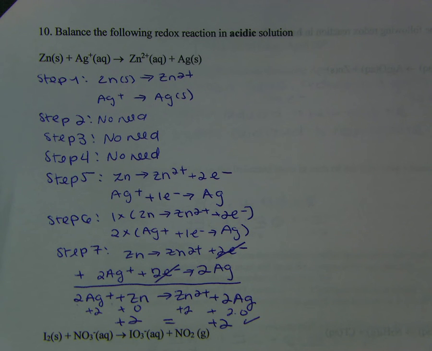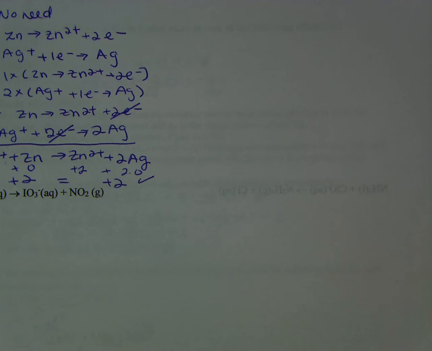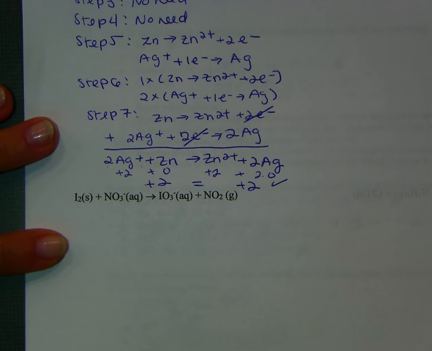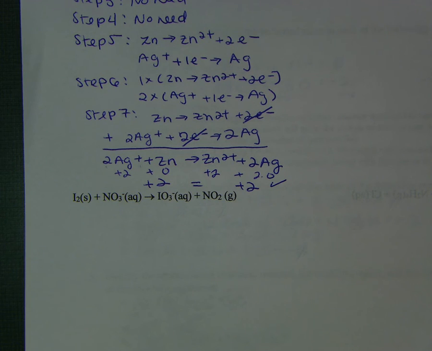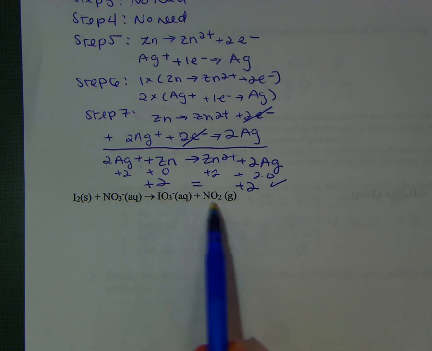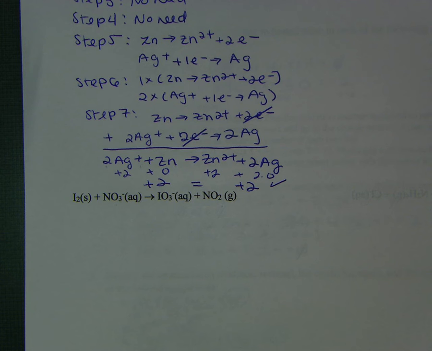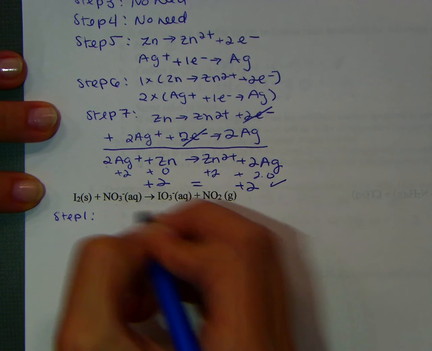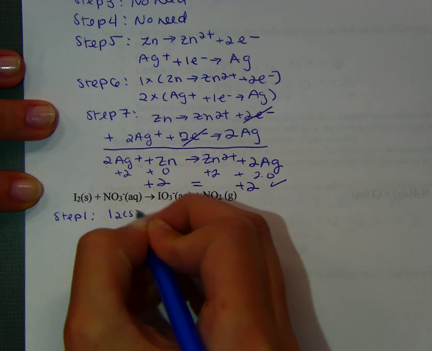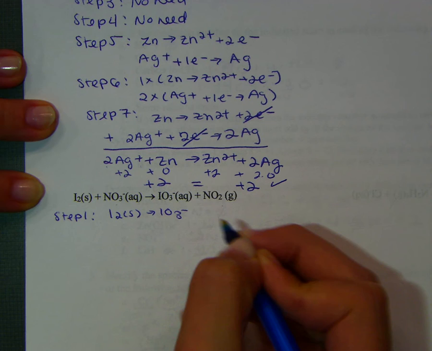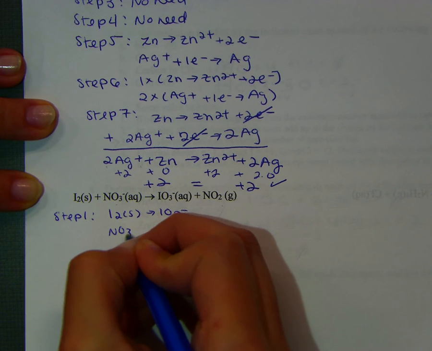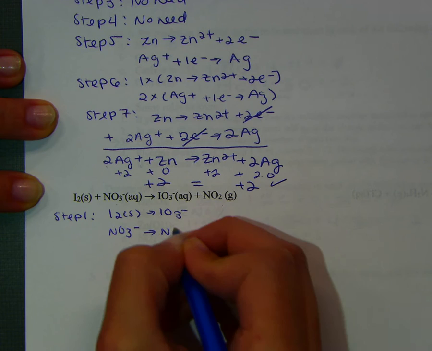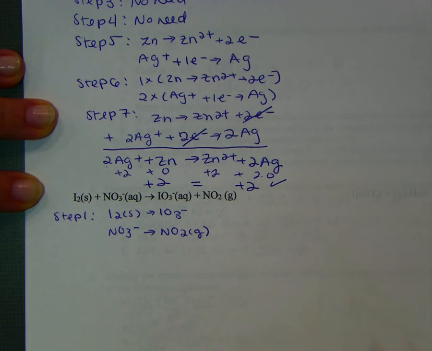Okay. Now to go in for the doozy. Here's the much longer acidic one. Oh, I need to be in screen still. Where we're going to actually have to use, as you can see, some oxygens are in there, so some hydrogens are going to have to be in there, etc. So, we still start as always. Step 1, I'm going to write out my half reaction. So I have I2 solid becomes IO3 minus, and then I have NO3 minus becomes NO2, which is a gas.